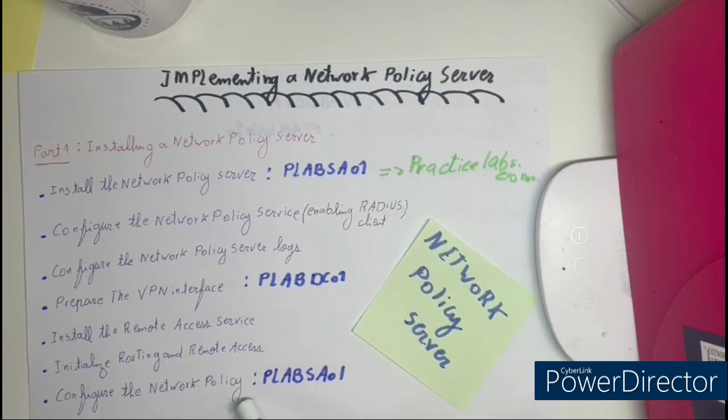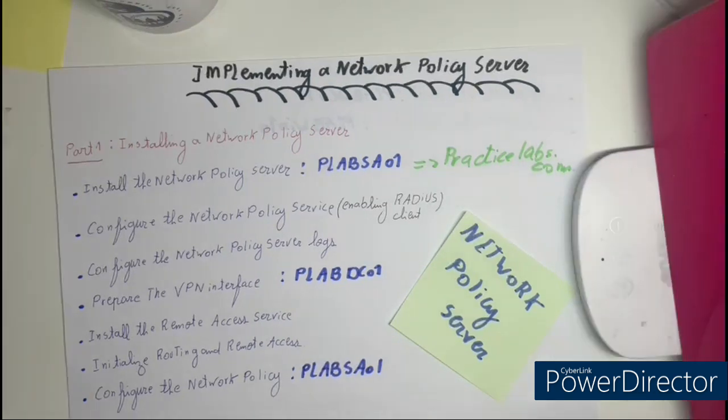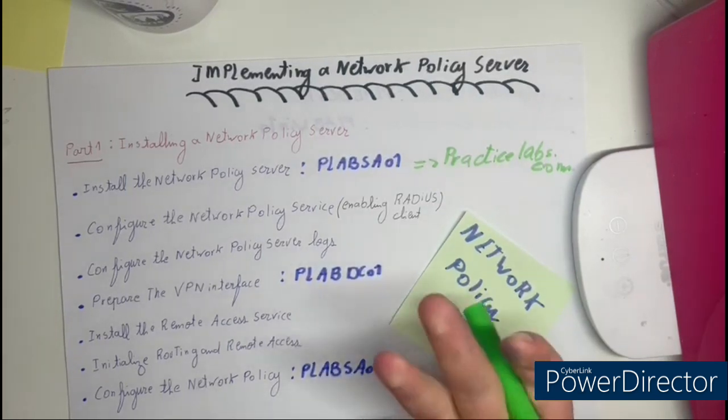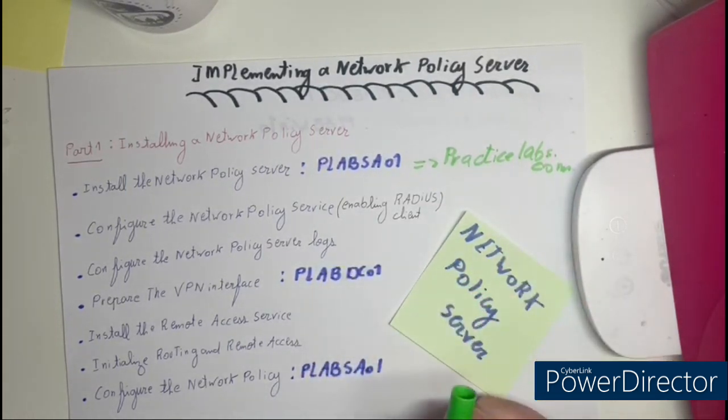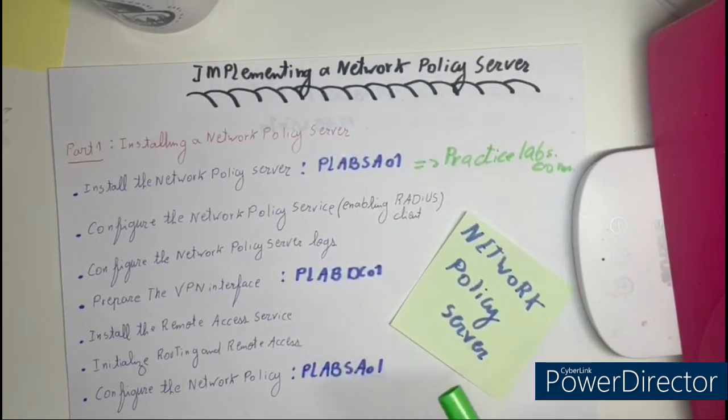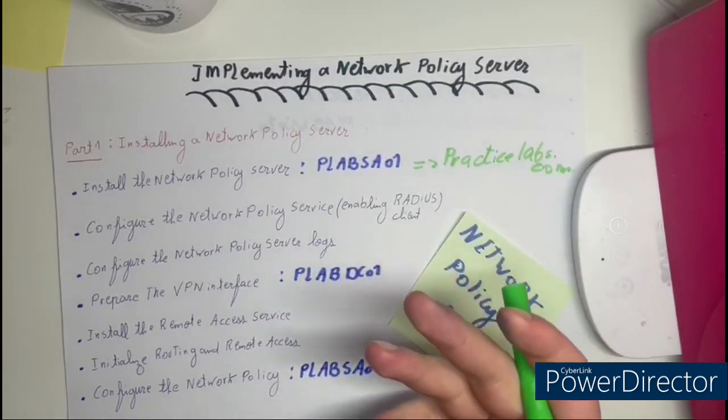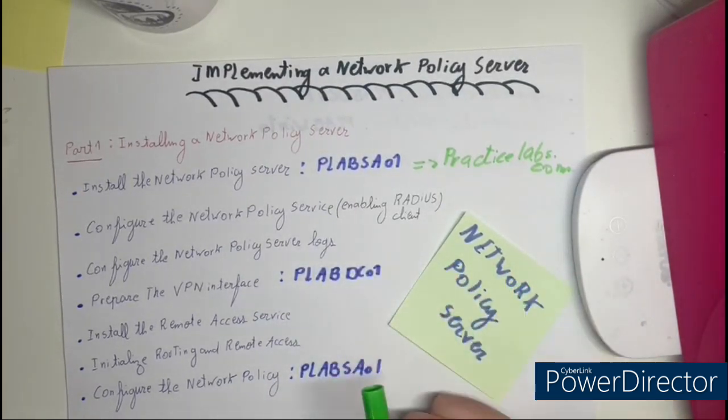However, in this step, we are configuring the network policy on the PLAB SA01. Access to the VPN server in routing and remote access can be further verified with the use of network policies. The network policies might include properties such as time of day, security group membership, type of VPN interfaces, and there are plenty of conditions out there. If you just search on it, you will find it.